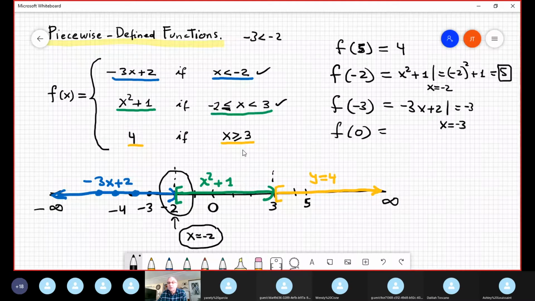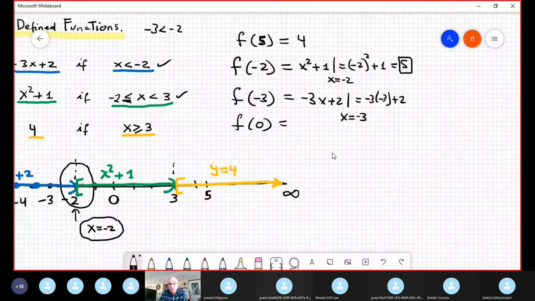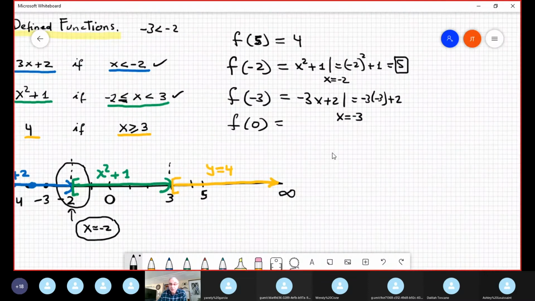So, -3 multiplied by -3 plus 2. -3 times -3 is +9, and +9 plus 2 is 11. Any question?